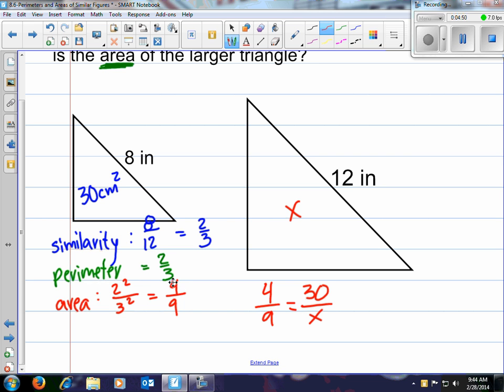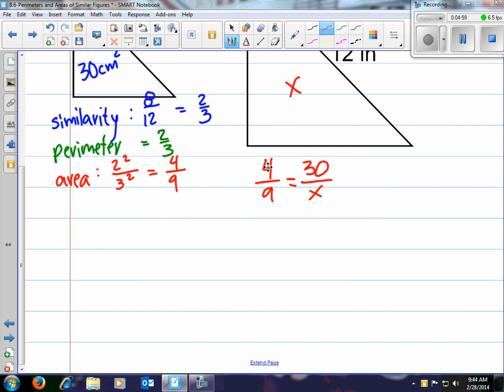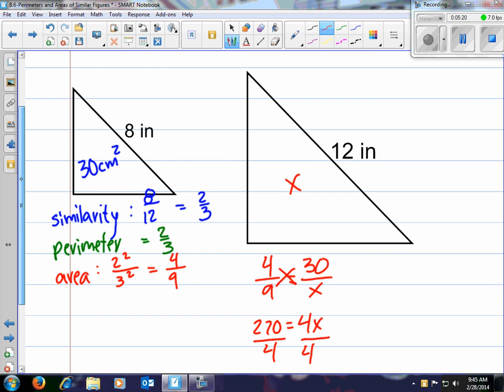Now notice I have 4 over 9, so I have little over big equals 30 over x, so little over big on both sides. Now I can just continue like normal and cross multiply. So I have 30 times 9, which is 270, is equal to 4x. And then when I divide both sides by 4, I get 67.5 centimeters squared is equal to x. So my area of this triangle is 67.5 centimeters squared.